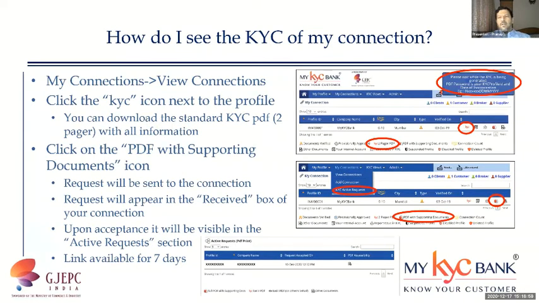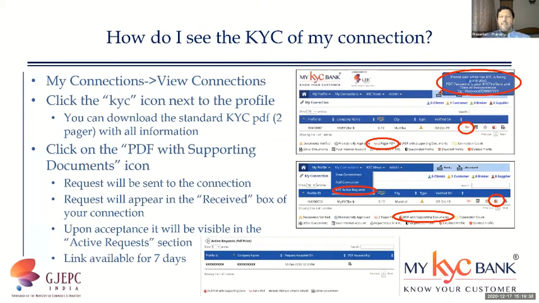So, just to give you a flavor of how it will look on the profile. If you go into your My Connections, next to My Profile, there's a My Connections. You click on View Connections, it will show you all your connections. It's just like a list of parties you're connected to. You can search for the respective party. Against the line of the party, there will be a small KYC symbol here. And if you look at the bottom, it says KYC 2-pager PDF. The moment you click on that KYC symbol, you will get the standard 2-pager KYC or the basic KYC of that particular party who is connected to you.